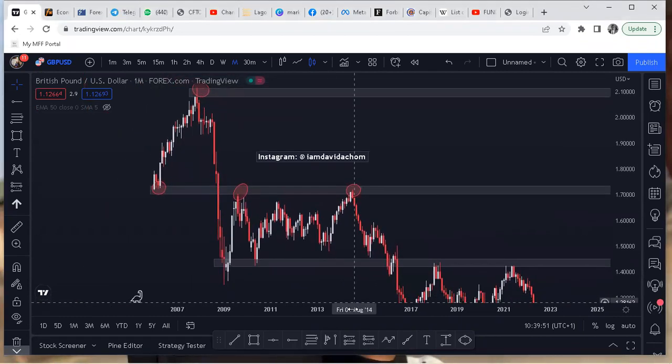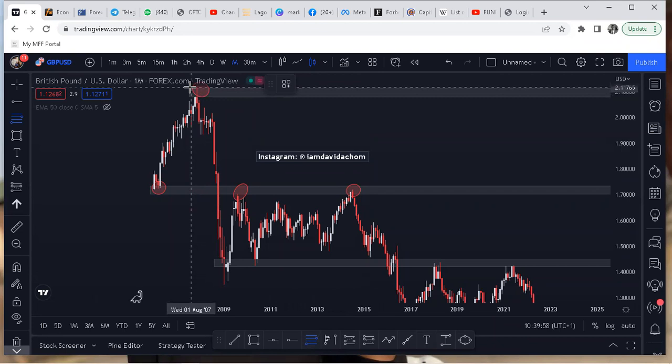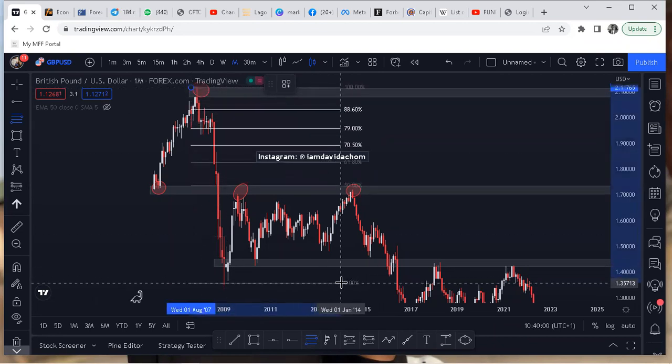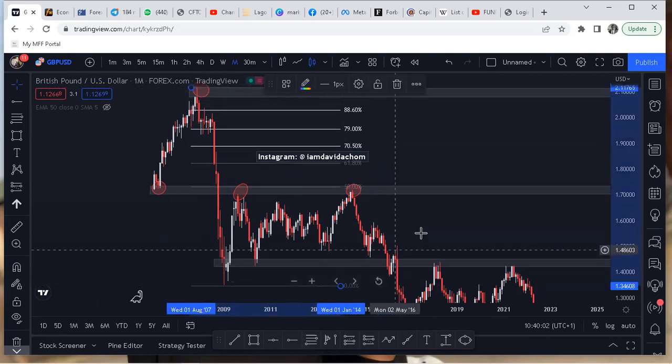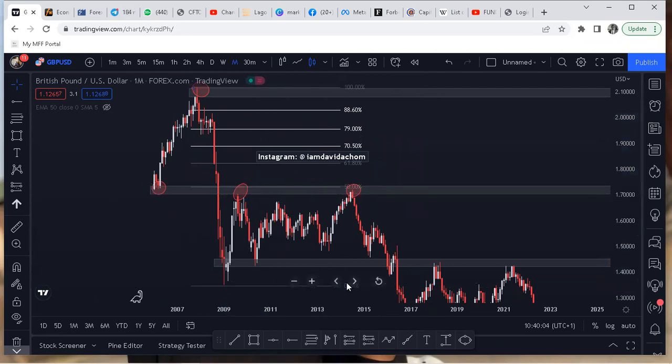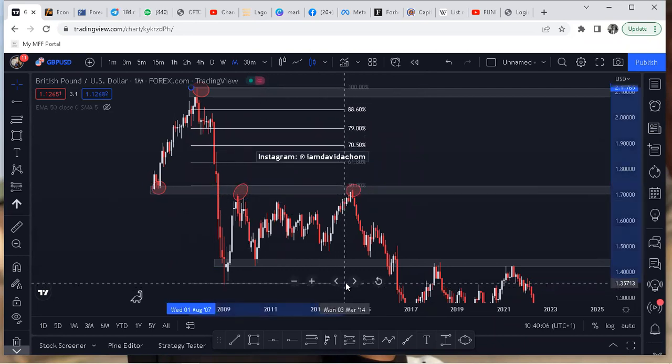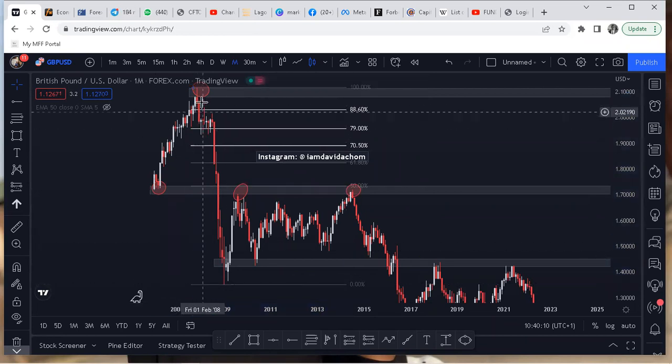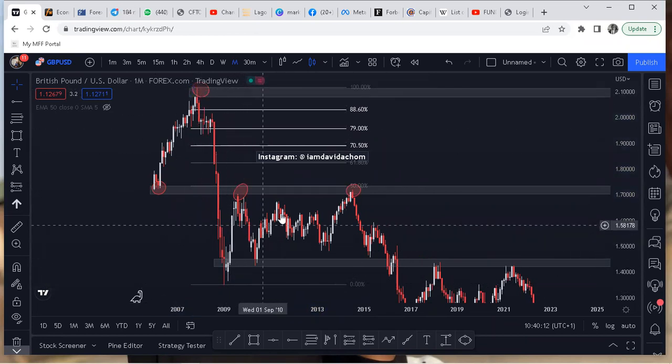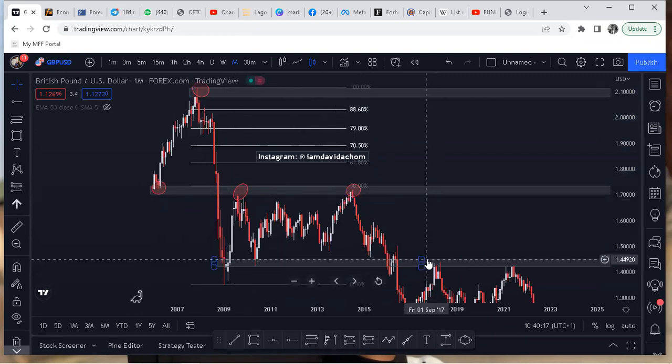Now we need to backtest something real quick. When price broke a level, how deep was its retracement? To know how deep its retracement was, we pull out our Fibonacci and draw it from the swing high to the swing low of the whole move, the entire move. So this was the swing high, this was the swing low. Price came 50% and dropped. Follow me very well. This is very crucial.